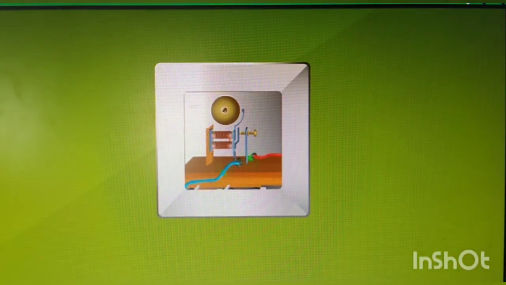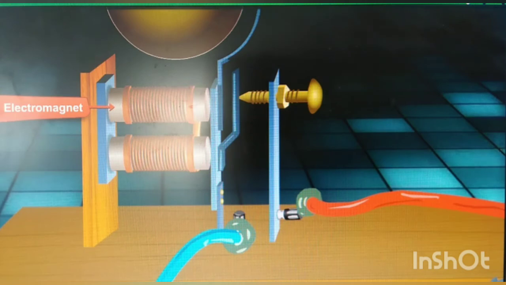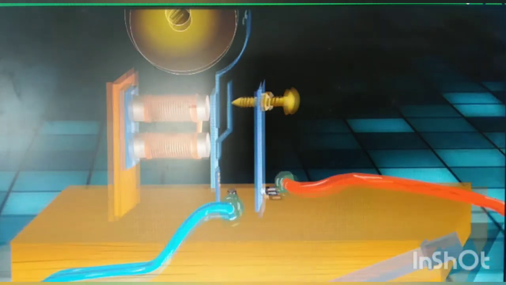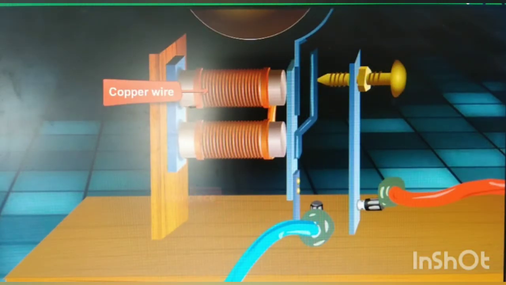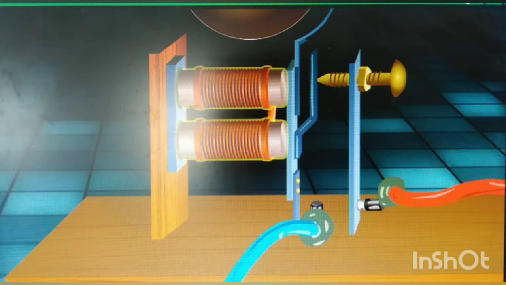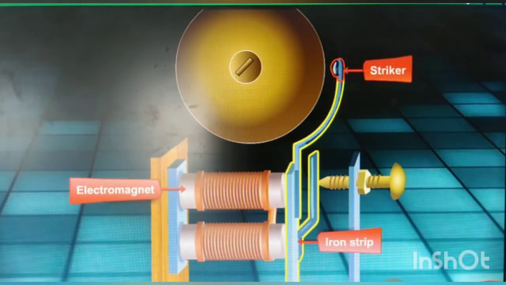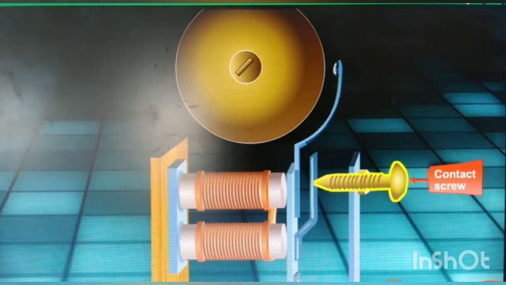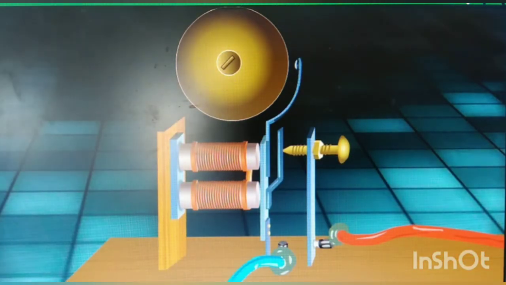Yes, most of the bells we see nowadays are electric bells. So here is a very simple diagram of an electric bell. So this is the inner structure of a bell. Let us understand the working of the bell. A copper wire is wound around an iron piece. This coil acts as an electromagnet. An iron strip along with a striker is fitted near to the electromagnet. A contact screw is in touch with the strip. The electric circuit is connected as shown in the figure.